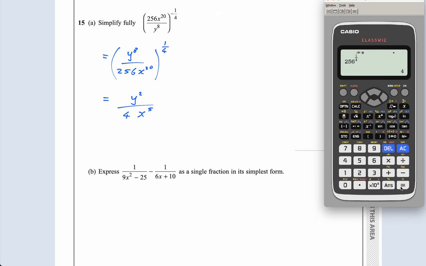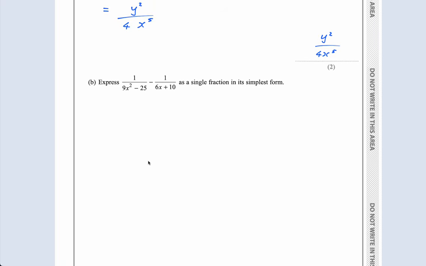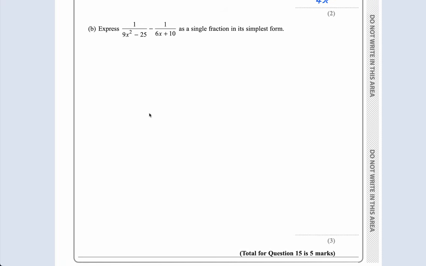And there we go, 4. So that's the answer: y squared over 4x to the 5. Okay, that's 15a. 15b. Express this as a single fraction in its simplest form.